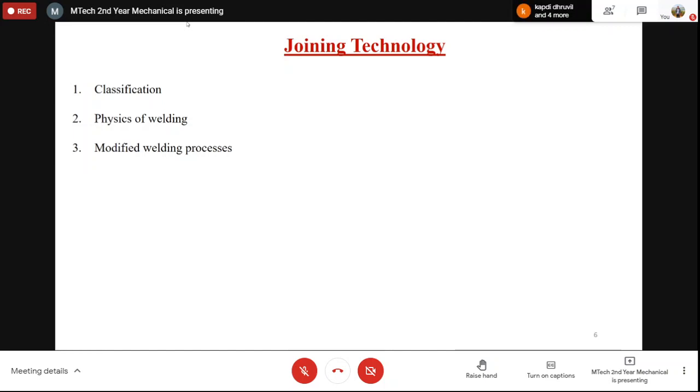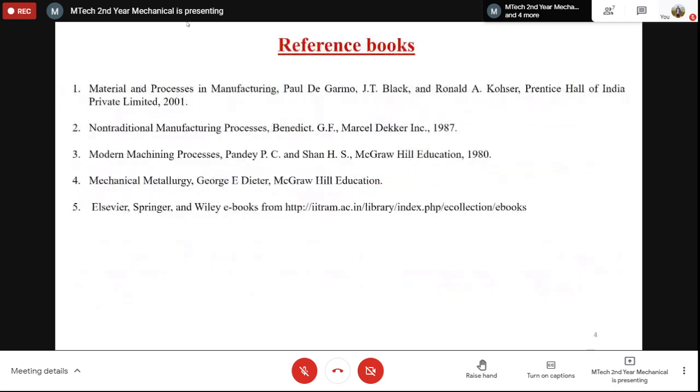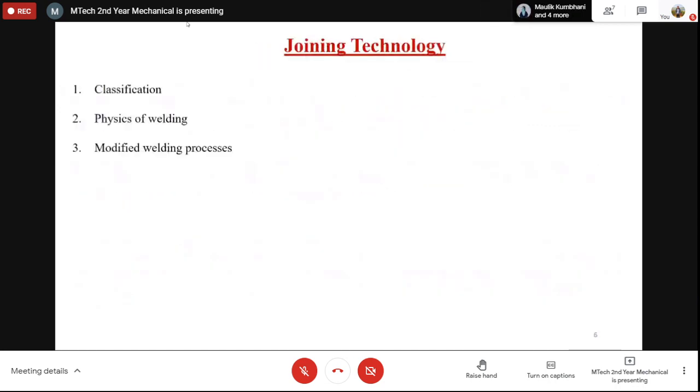Today we'll start our discussion with topic number one, which is about joining technology. I hope most of you have already gone through the basic courses in joining technology. You know what the various types of joints are, how they are formed, and what the various joining techniques are. So we will brush up our knowledge which we studied during our undergraduate program.